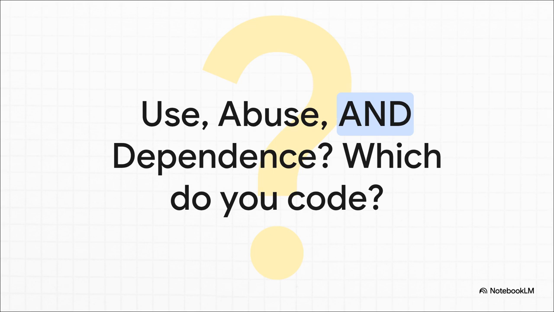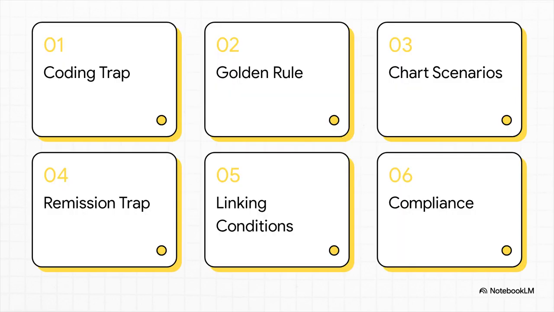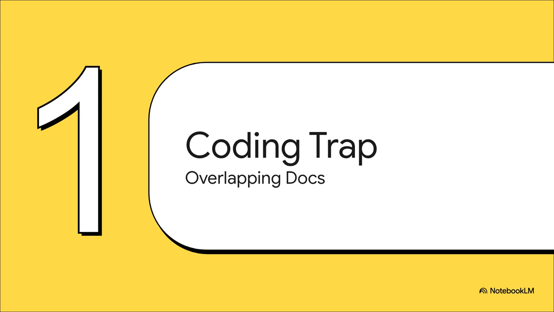Listen, if you assign multiple codes for the same substance on a single claim, you are walking right into a massive compliance trap, and it's going to lead to instant denials. So here is our roadmap for today's explainer to get you out of that trap. We're going to start with the substance coding trap, reveal the hierarchy golden rule, walk through some real chart scenarios, uncover the strict remission trap, discuss linking medical conditions, and then wrap it all up with your final compliance takeaways. Let's kick things off with Section 1, the substance coding trap, and how to navigate that overlapping provider documentation.